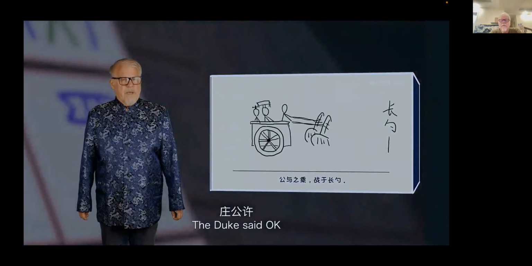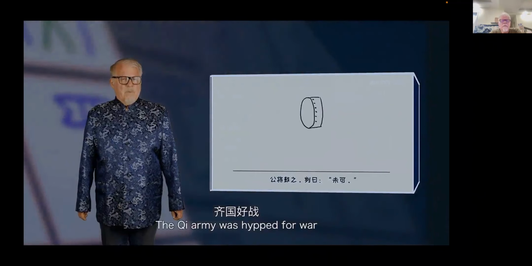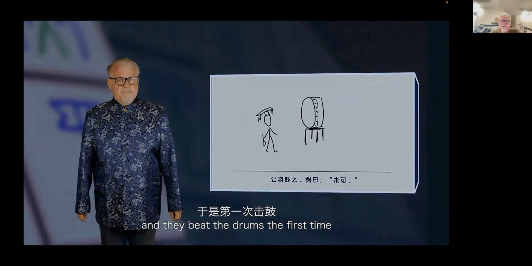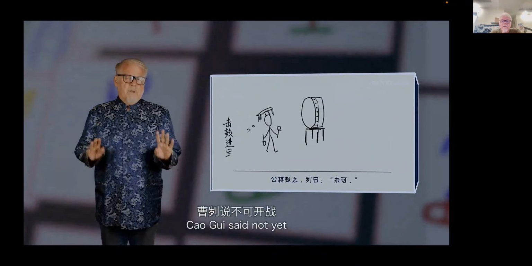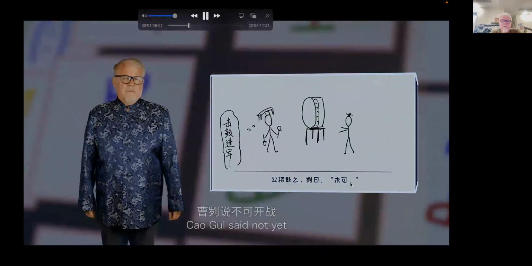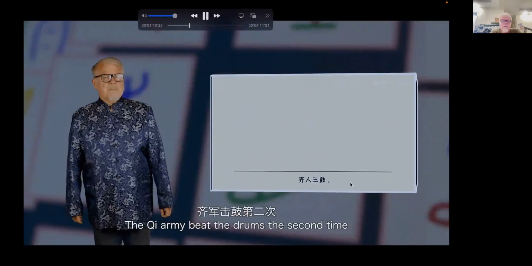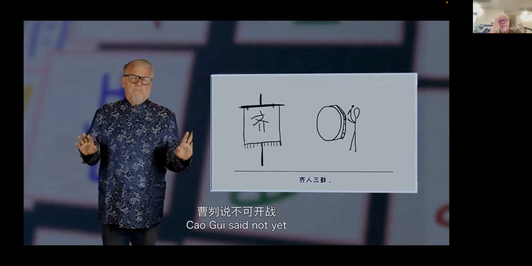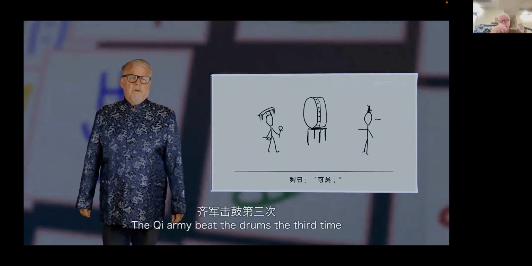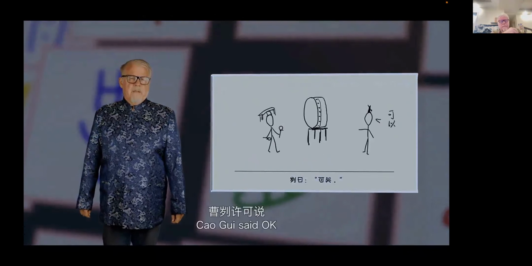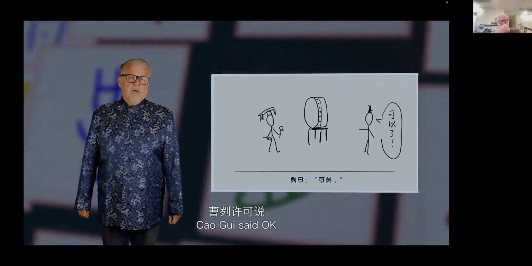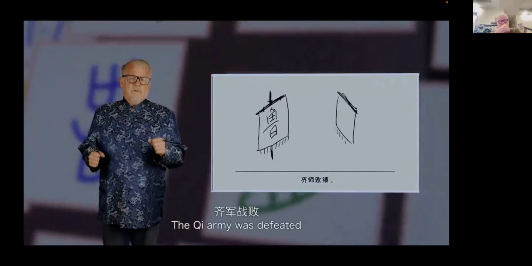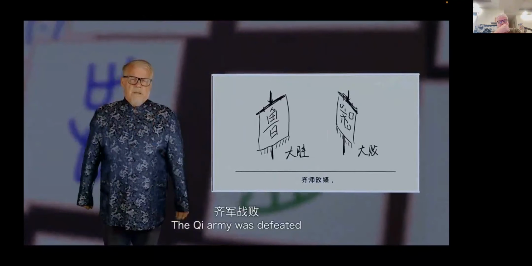The Duke said, okay. The Qi army was hyped for war, and they beat the drums the first time. Cao Gui said, not yet. The Qi army beat the drums the second time, and Cao Gui said, not yet. The Qi army beat the drums the third time, and Cao Gui said, okay, now we go. The Qi army was defeated, bang.